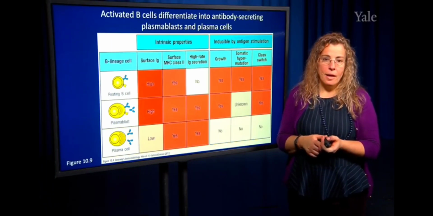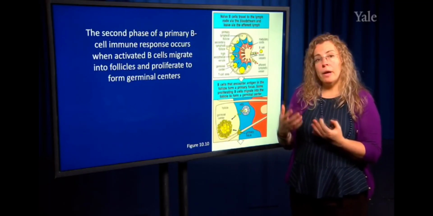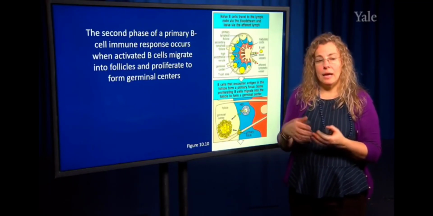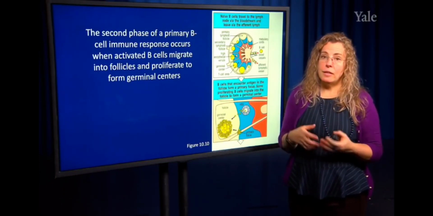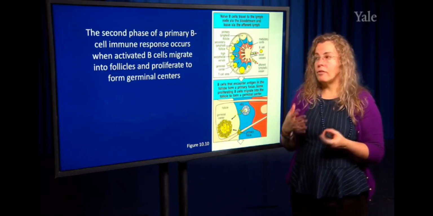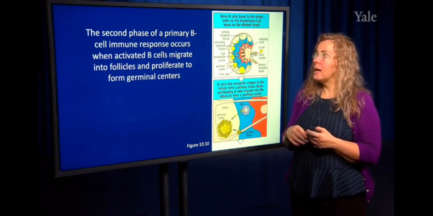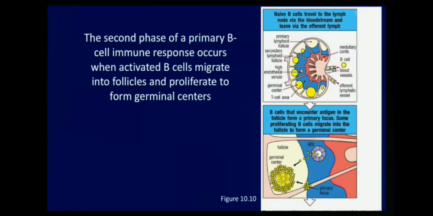All right, the second phase of primary B cell immune responses to T-independent antigens, again, occurs in lymph nodes and spleen, and it involves the formation of a germinal center. So when you look at this picture here of a lymph node, again, the yellow is where you would have B cells. The blue is where you would have T cells. Once the B cells and the T cells move, each to their border, you start to get this darker yellow circle. Eventually, that is going to become a germinal center.